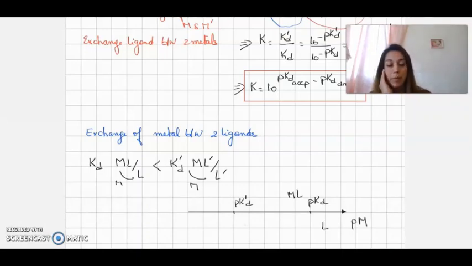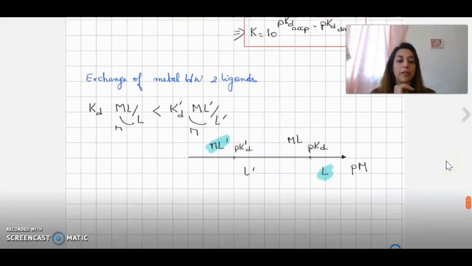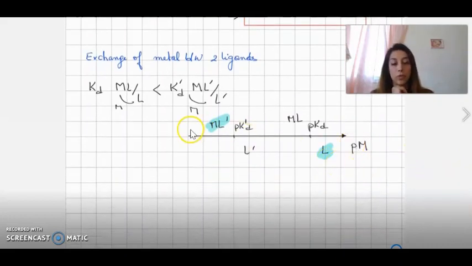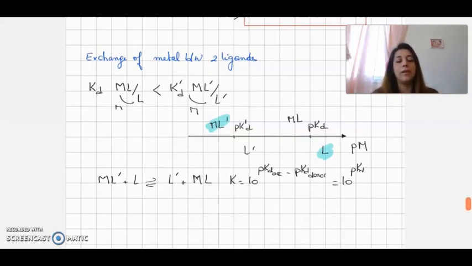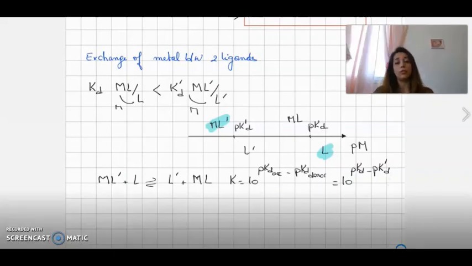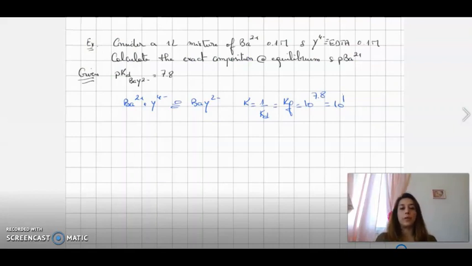Then we put the acceptors. M plus L will give us ML. M plus L prime will give ML prime. So the dominating reaction will occur between the most acceptor and the most donor. So the reaction will be ML prime plus L, and it will give us the products L prime plus ML. K of the reaction we can apply directly, pKD acceptor minus pKD donor. The acceptor here is L, so it's 10 power pKD minus pK prime D. So we have two kinds of exchange reactions: exchange of metal between two ligands and exchange of ligand between two metals.